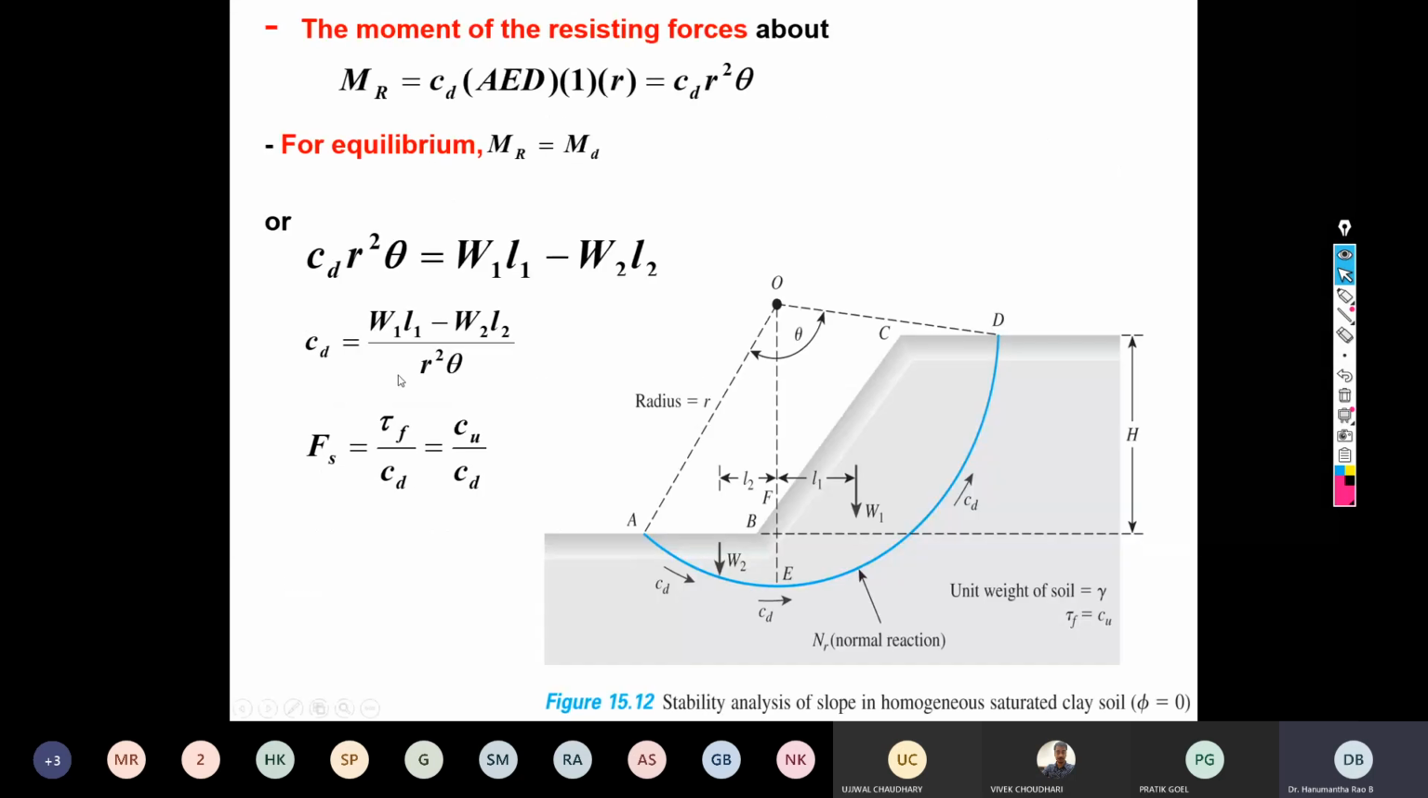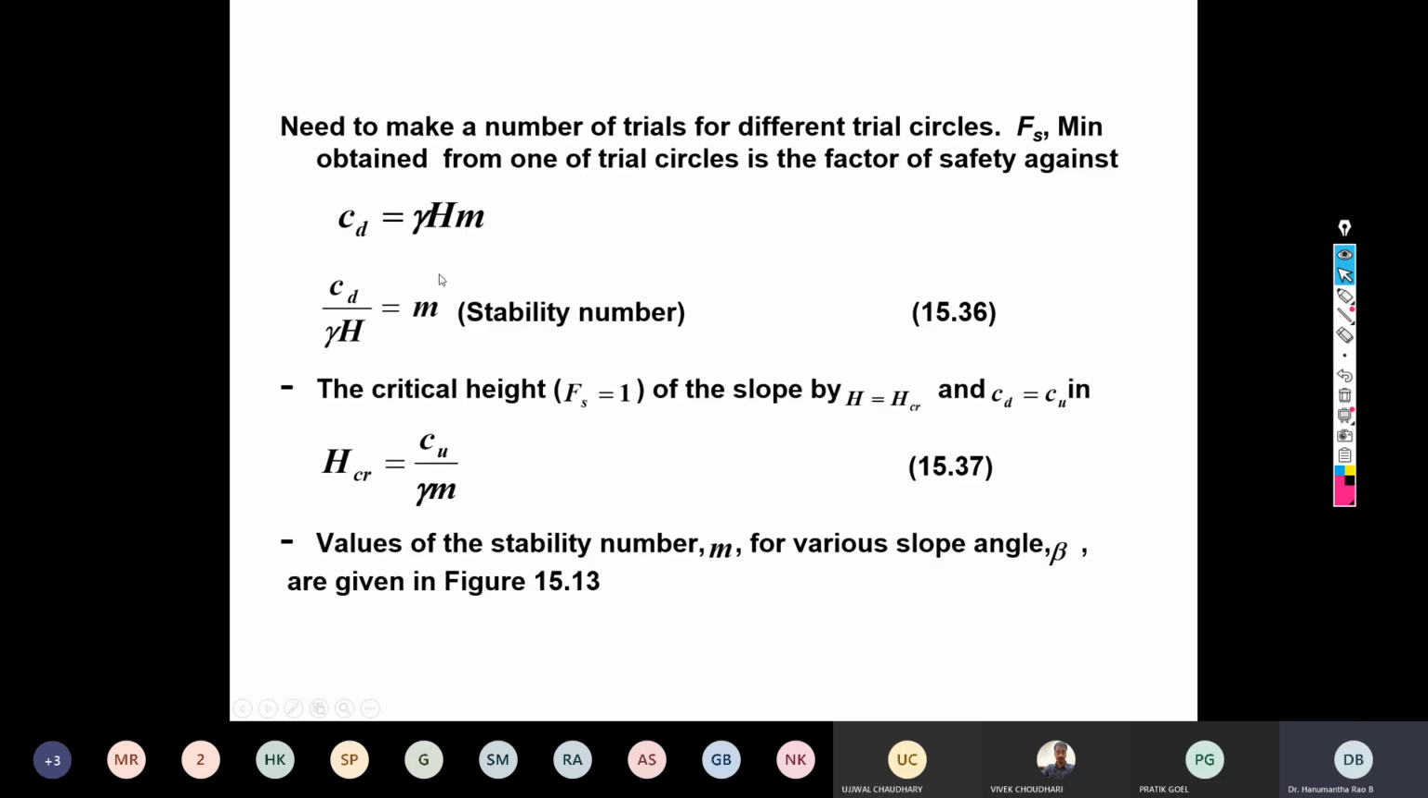So how to relate this equation with the stability number? Probably CD is the drained cohesion, sorry, no, this is the undrained cohesion value, or CD you can say in terms of the shear strength. Then CD is equated to gamma H as per the stability number. This is done by Taylor. He has defined the stability number, which is nothing but CD by gamma h.